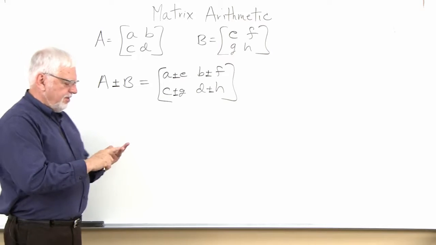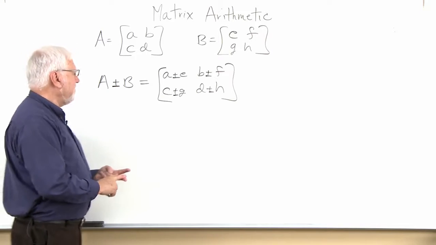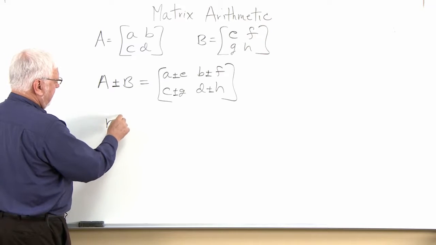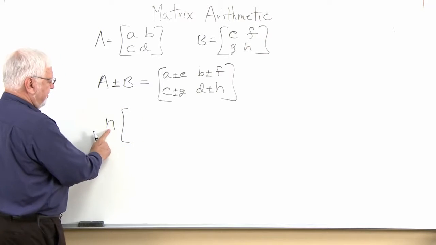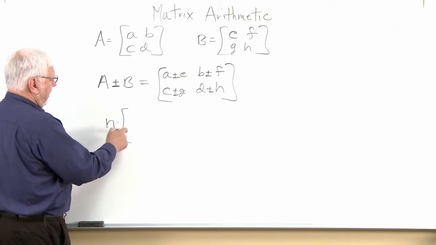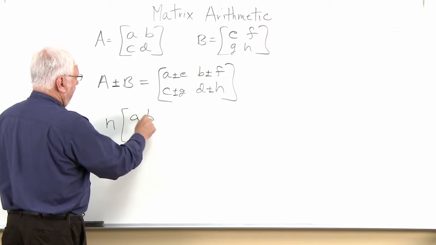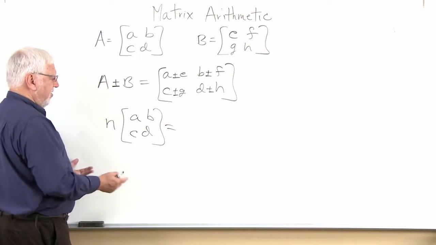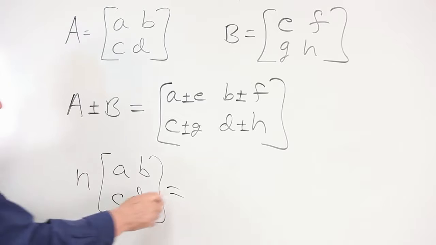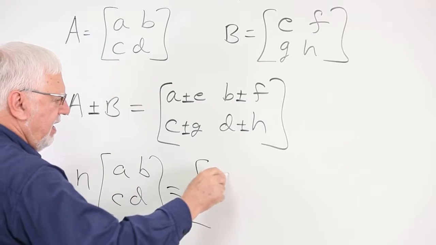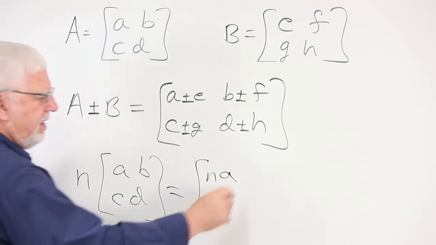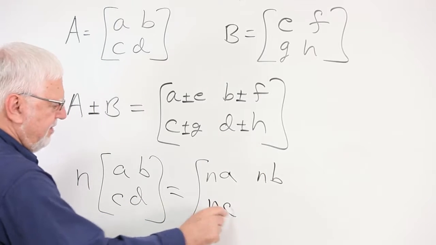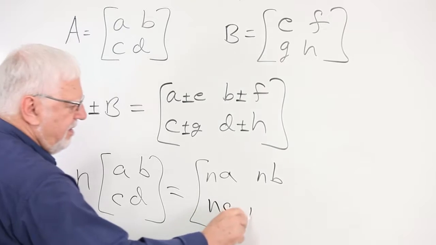So then what other operations do we have? We have multiply. So how can we multiply a matrix? Well, we can multiply a matrix by what we call a scalar. This is a scalar, a single number, and we can multiply a matrix that way. And I think intuitively you're going to guess how you're going to do it. You're going to multiply n times A, and you're going to get nA, n times B and get nB, n times C and get nC, and n times D is nD.